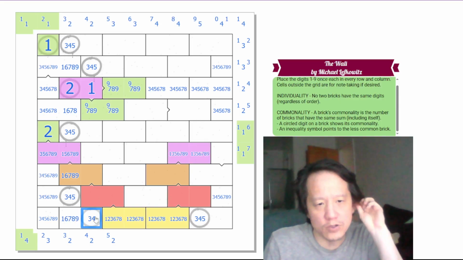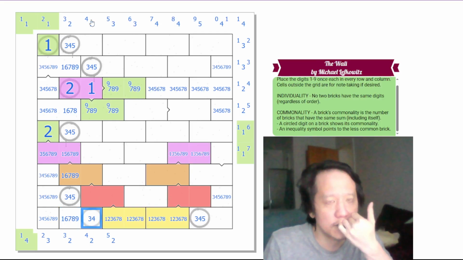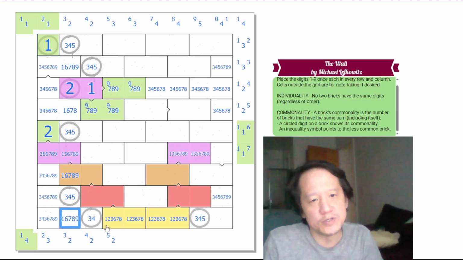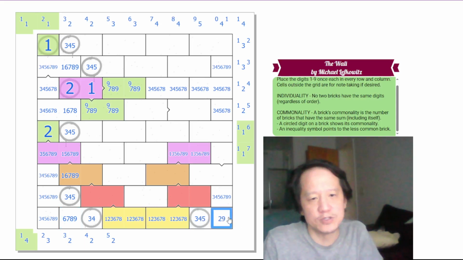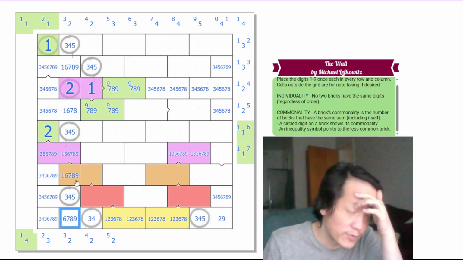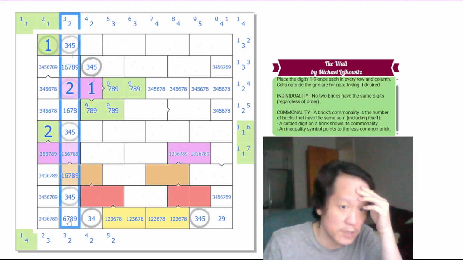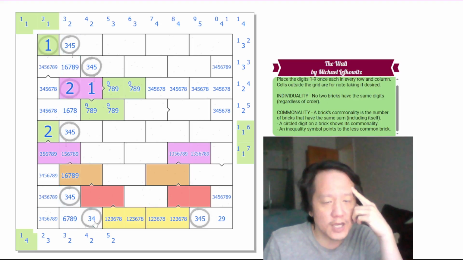3 again can only be with 2 or 9 to match its... So this can't be 1 here. If this is 3, it has to be with 9. If this is 3, it has to be 2 and 9. If this is 5, it would have to be with 4, but that's not possible in column 2. So this can't be 5.